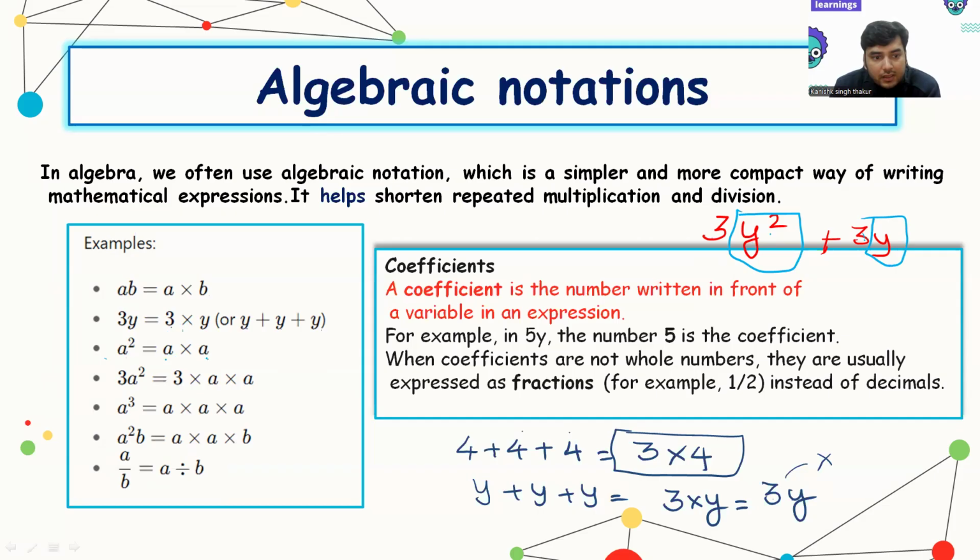So a square you write as a times a. 3a square is 3 times a times a. A cube is a times a times a. A square b is a times a times b. A by b is a divided by b.